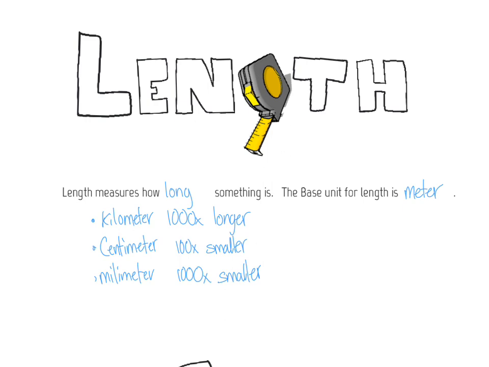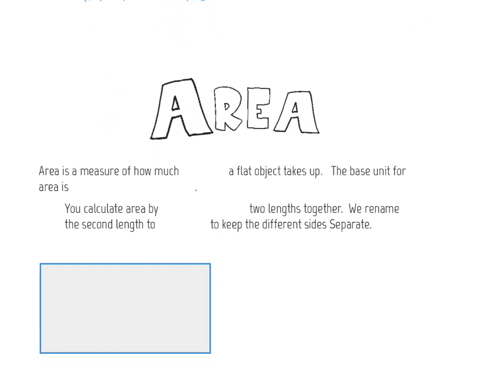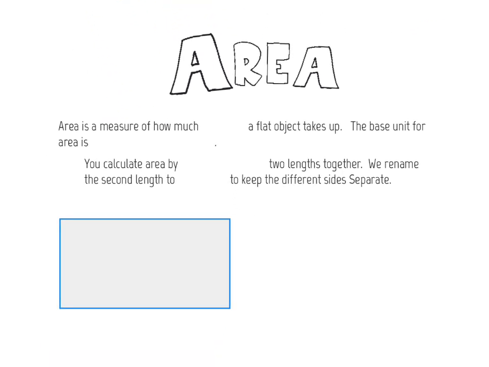The next type of measurement that we're going to be looking at is area, and this follows length nicely because it's just 2 different lengths. So area is a measurement of how much space a flat object takes up. And since there's 2 lengths, there's a length on this side and this side, the area is meters squared. And it would be written like this, meters squared.